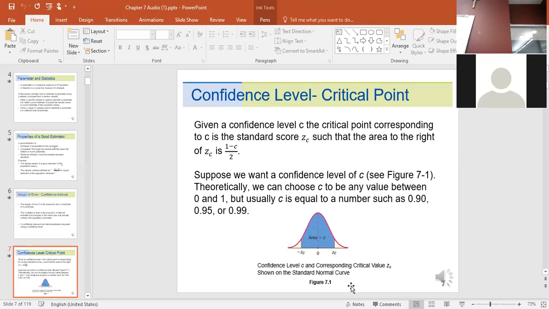So if we reduce this to 0, that is by standardizing it, then we will have two numbers here, Z alpha over 2, Z alpha over 2. So alpha here is 1 minus the confidence level. If the confidence level is 90%, alpha will be 10%. So here we will have 45% and 45% here. And this tail will be alpha over 2.